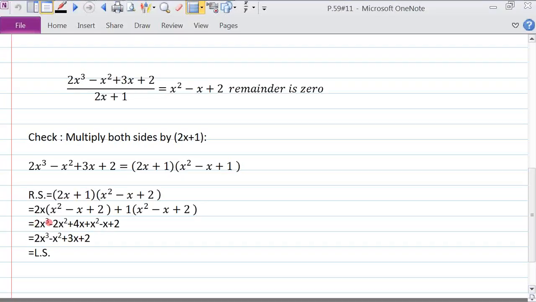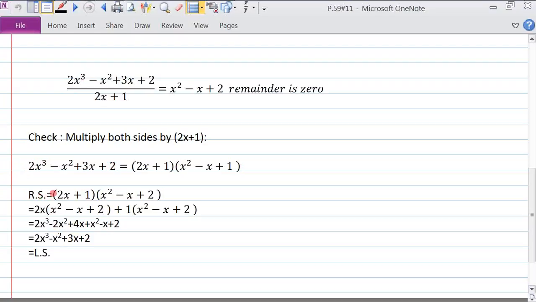The 2x cubed, there's only one term here, so there's no other term in x cubed. Minus 2x squared plus x squared. Those are the only two terms in x squared. Minus 2x squared plus x squared is minus x squared here. Then 4x minus x gives me 3x. And then I have the plus 2 term. And when I check this right here, this is equal to the left side.